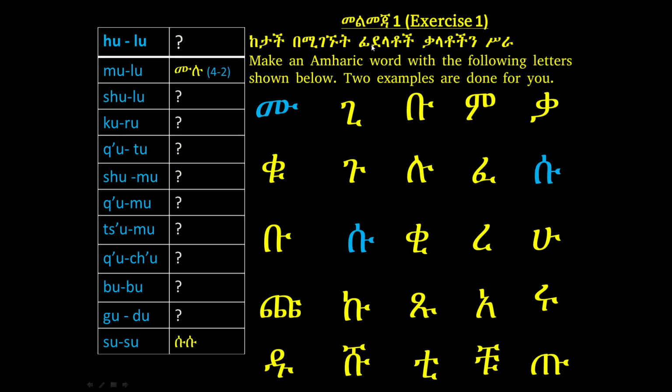This is an exercise just to help you with understanding the second column letters. Exercise 1. Make an Amharic word with the letters shown below. Two examples are done for you. Say for example, mu, lu, among the group mu, lu, lu. The other example is su, su, su, su. Similarly, you can do the rest.